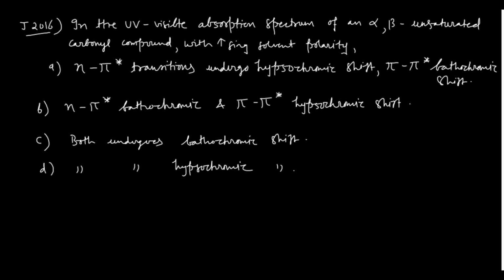Right, this question, you can see here what it says. In the UV visible absorption spectroscopy of alpha beta unsaturated carbonyl compounds with increasing solvent polarity. So this is my way of writing increasing, an arrow going up, which shows the increasing. Otherwise you can write increasing also, right? And this is the solvent polarity. When the polarity increases, then lots of things happen in the UV visible spectroscopy.